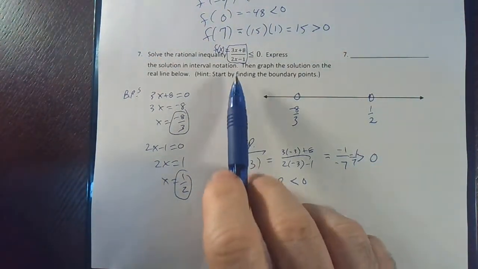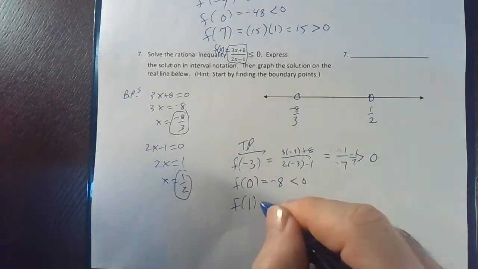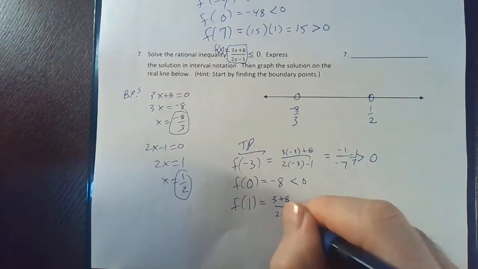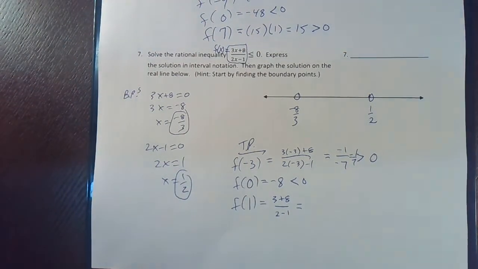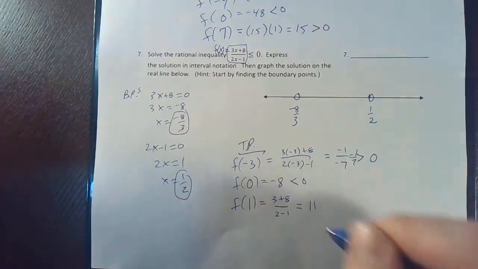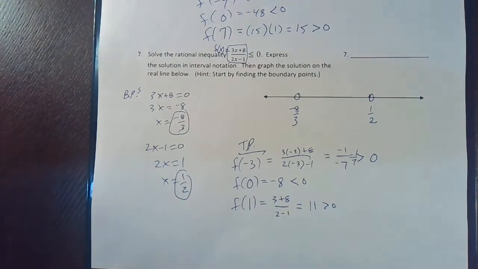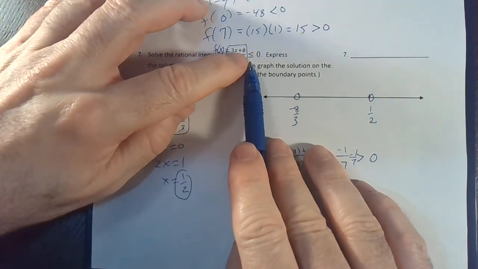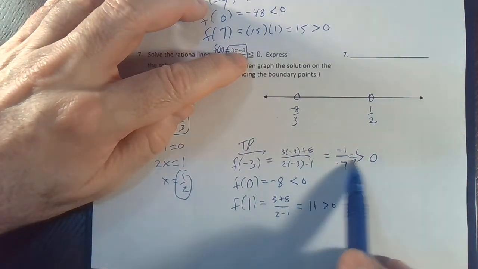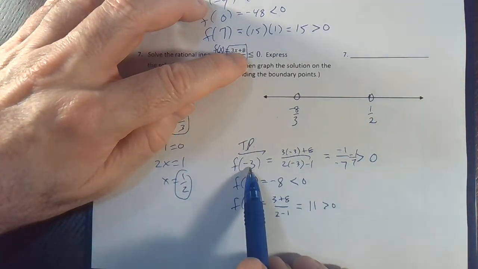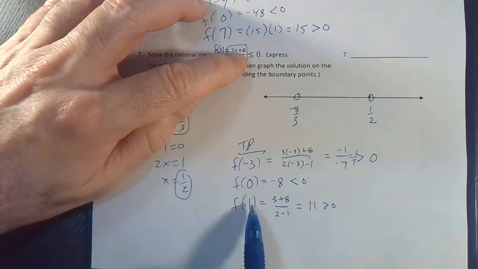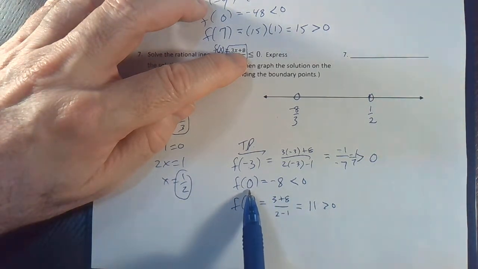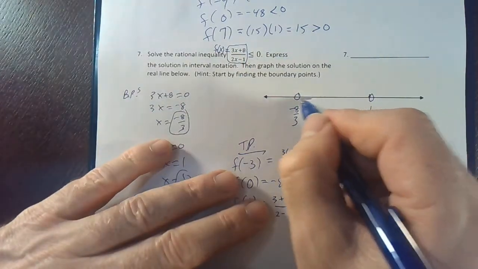f of 1 is going to give us 3 plus 8 on top, and 2 minus 1 on the bottom. That's 11 over 1, which is 11, and that's greater than 0. So we're going to shade the regions that are less than 0. So not the region containing the test point negative 3, not the region containing the test point 1, but the region containing the 0. So we're going to shade everything in the middle.